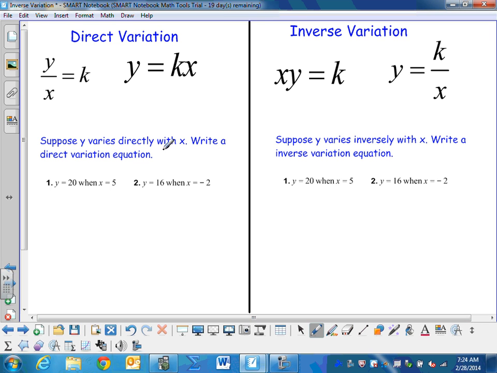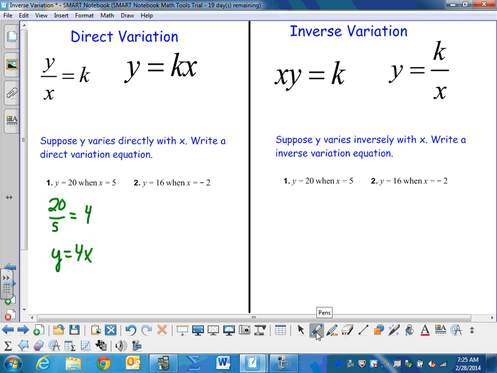So suppose y varies directly with x. Write a direct variation equation. So number 1, y equals 20 when x equals 5. For a direct variation, we take y divided by x, and that equals k. Our direct variation equation would be y equals 4x.